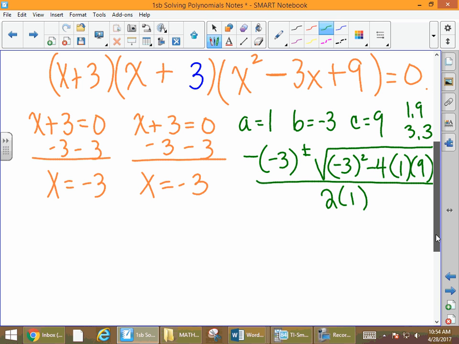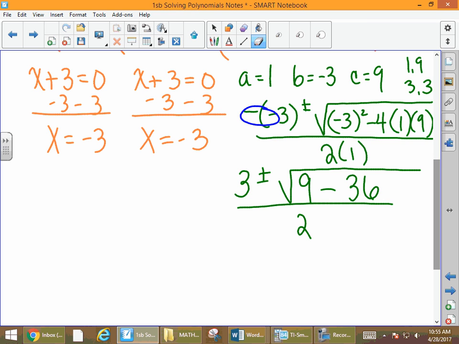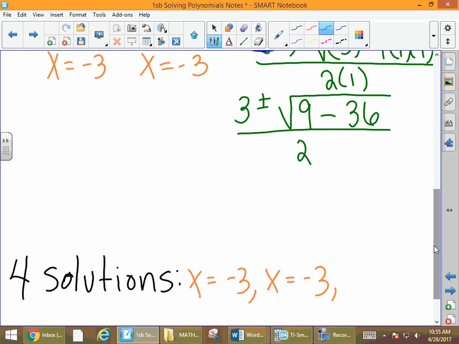If you're typing this in the calculator, you have to have parentheses around that -3 for the b squared part. Double negative gives us positive. -3 squared is 9. You need parentheses to type it in your calculator. 4 times 1 times 9 is 36. All divided by 2 times 1. Well, we get 3 plus or minus 9 minus 36 is -27 over 2.